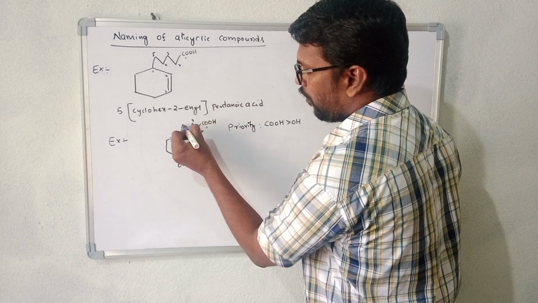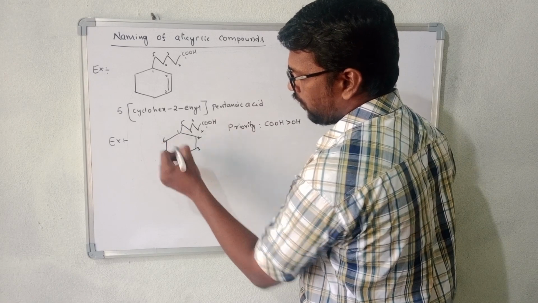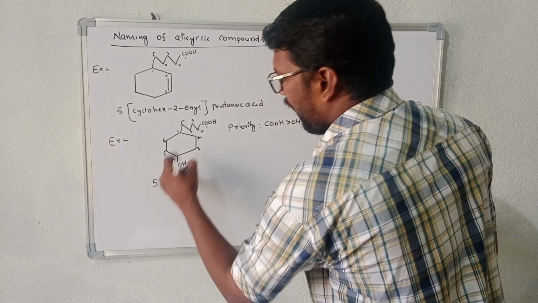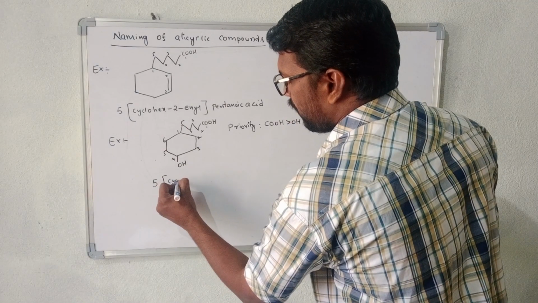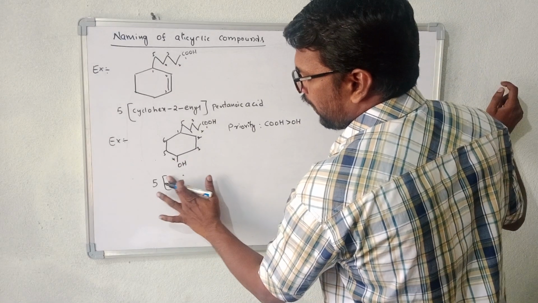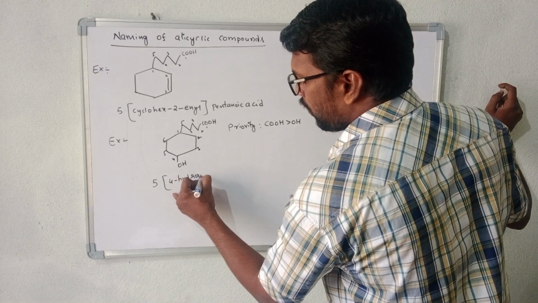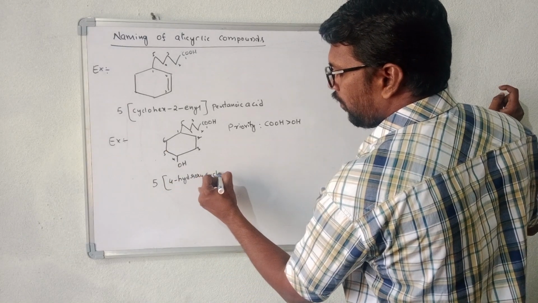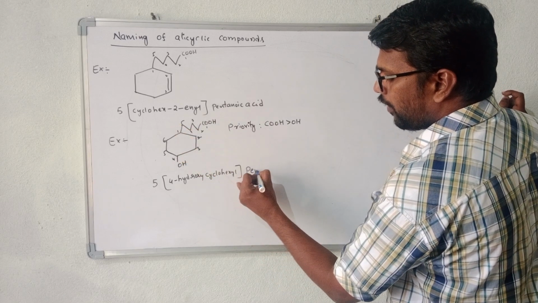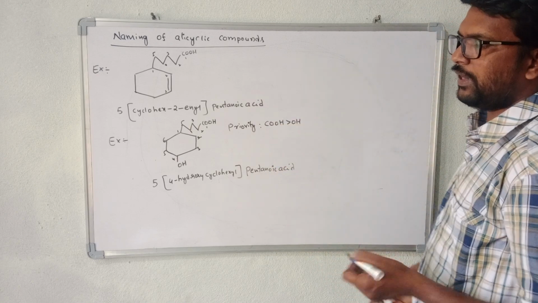That means 3, 4, 5. Here 1, 2, 3, 4, 5, 6. Now you see the substituent is present at the fifth place, so 5, and it is a cyclohex ring, and at the fourth place OH is present. So we can write like this also: fourth place OH means 4-hydroxy. Total 6 carbons means cyclohexyl, and the outside 5 carbons are pentanoic acid. It is the name for this alicyclic compound.